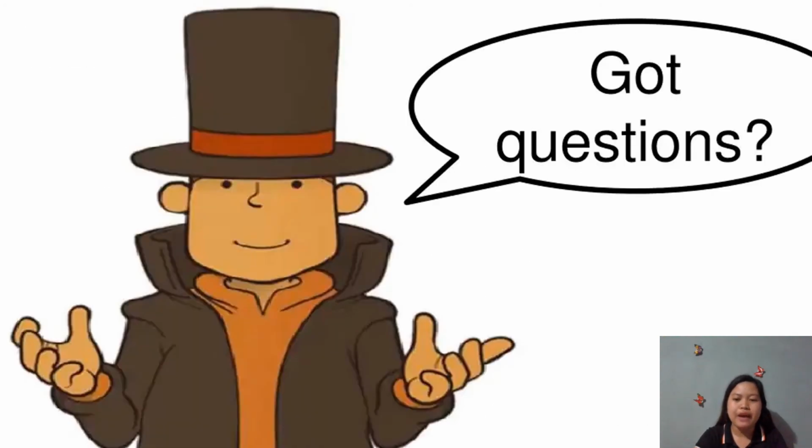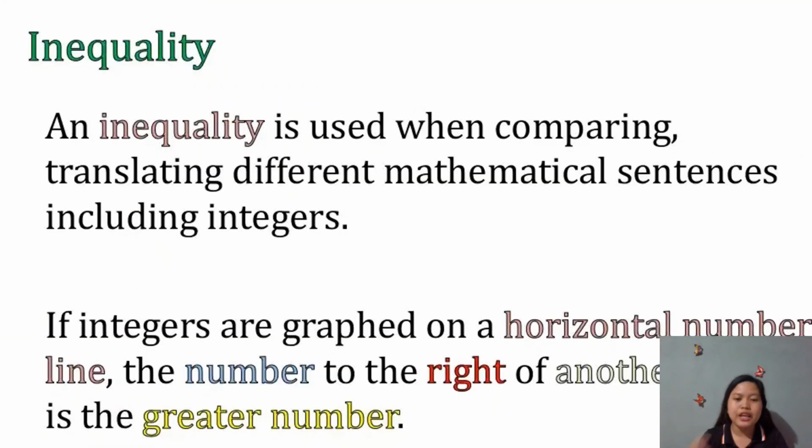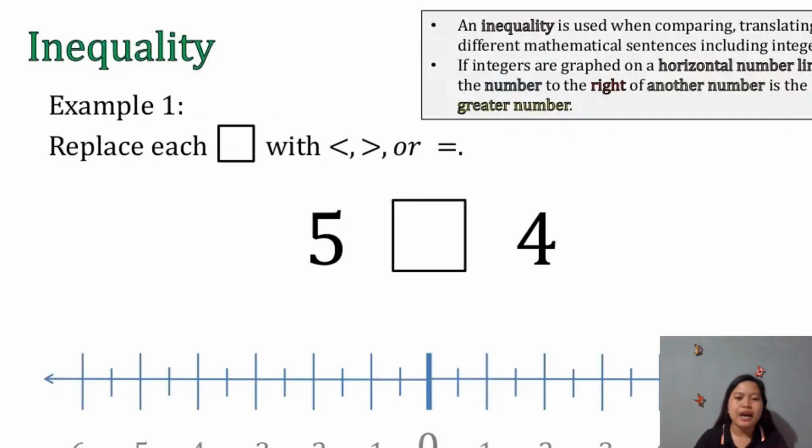So do you have any questions? If you don't have any questions, then let's proceed to the inequality. So an inequality is used when comparing, translating different mathematical sentences, including integers. If integers are graphed on a horizontal number line, the number to the right of another is the greater number.